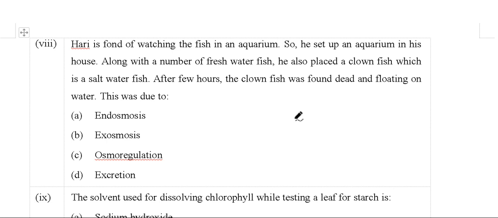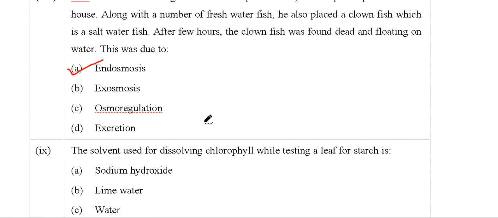What will happen there? As we all know, in osmosis the movement happens from dilute to concentrated solution. So here the dilute solution is the aquarium water, and the concentrated one is the fish's tissue fluids. So water enters from the aquarium into the fish body, which is called endosmosis. The death of this clownfish was mainly caused by endosmosis, which swells the fish body and may burst it at last.